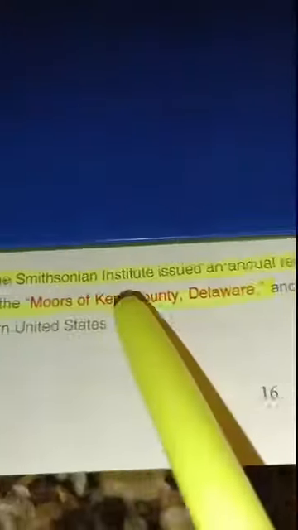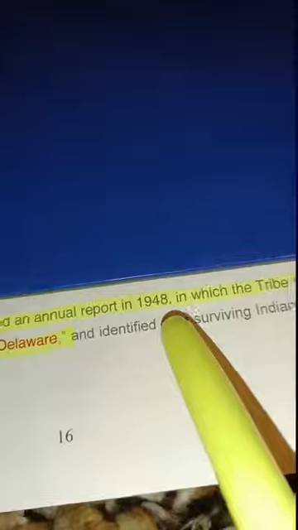Receipts. The Smithsonian Institute issued an annual report in 1948 in which the tribe was referred to as the Moors of Kent County, Delaware. Receipts. The word Lenape means we the people.